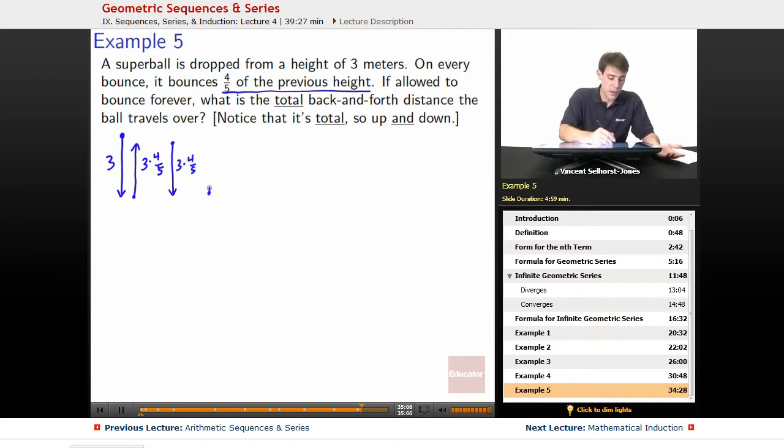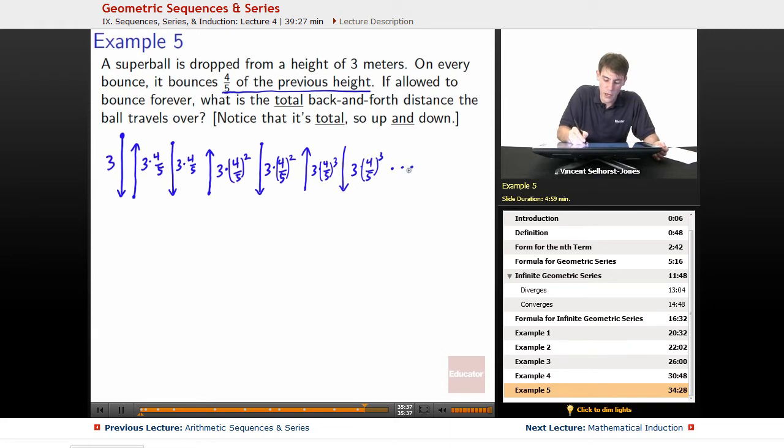Then it's going to bounce up again. It's going to bounce up by how much? Well, it's going to bounce up to 3 times 4/5 times 4/5, because it's 4/5 of the previous height it came from. We could just write that as 3 times 4/5 squared. Then it's going to fall down once again from that same height, so 3 times 4/5 squared. And then it's going to continue on, going a little bit less each time. So 3 times 4/5 cubed, and then down again, 3 times 4/5 cubed, and just continuing on in this manner forever. So we want to figure out the total back and forth distance the ball travels over.